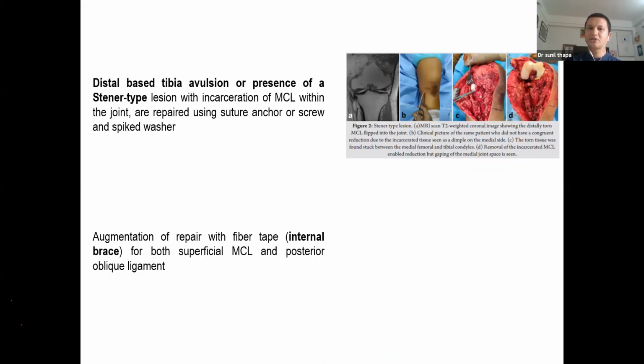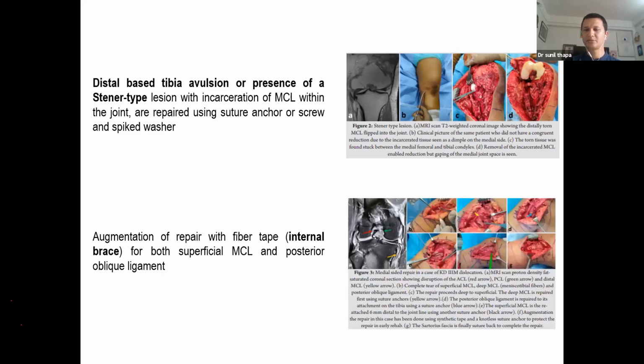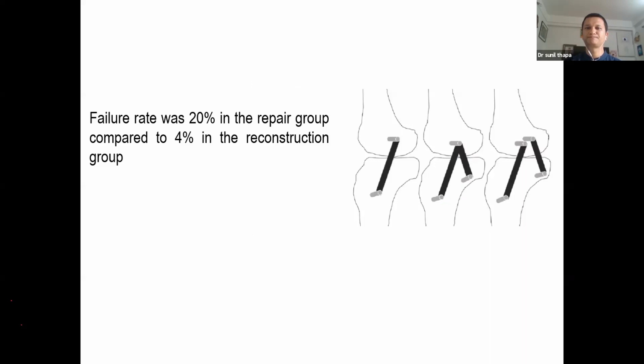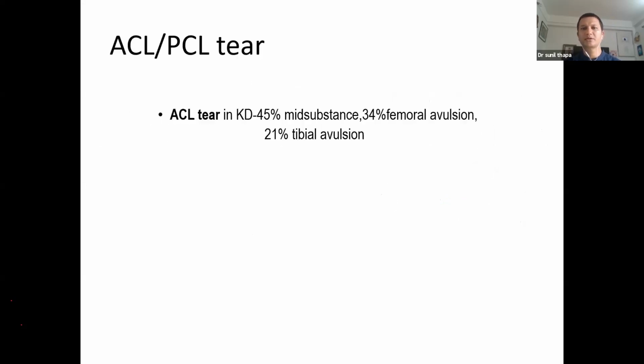And this MCL repair should be augmented in acute knee dislocation with an internal brace. It is found to be useful for early rehabilitation, providing strength and preserving the acute repair. This picture shows the same thing, the repair of the medial structures with an internal brace. If it presents in a late phase, then we have to go for an MCL reconstruction, and this can be done by various techniques. The failure rate is 20% in a repair compared to 4% in a reconstruction group.